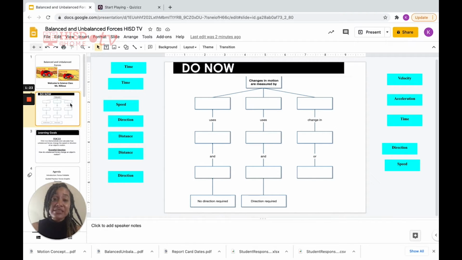As we just discussed, there are 3 types of motion. Can you remember the 3 types of motion? Yes, the 3 types of motion are speed, velocity, and acceleration. In the first column, all the way at the bottom, it says this type of motion, no direction is required. So out of speed, velocity, and acceleration, which of the 3 does not require direction? Yes, speed does not require direction.